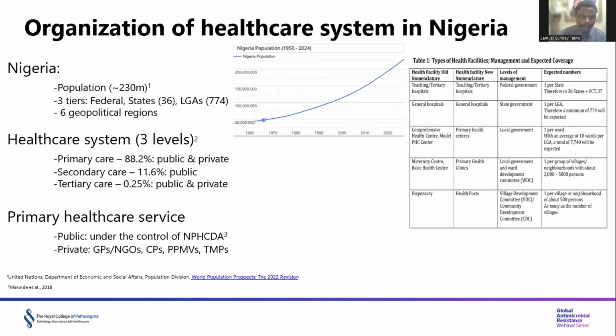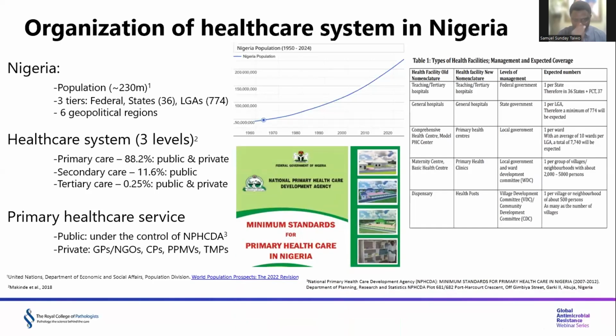Now, the public primary healthcare service, which I said basically subserves the community, is under the control and legal framework of the National Primary Healthcare Development Agency. This agency sets the minimum standard for primary healthcare in Nigeria. The healthcare facilities under this primary care are also organized into 3 levels. Based on the current nomenclature, you have the primary health center that is under the management of the local government. And you have one primary health center in a ward. You have about 10 wards in the local government.